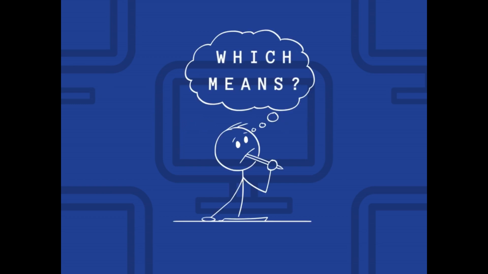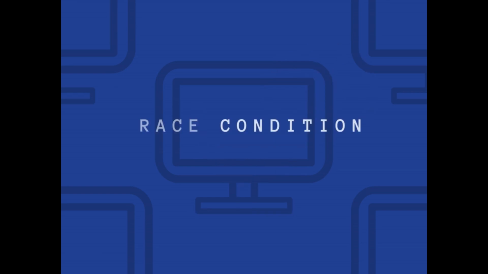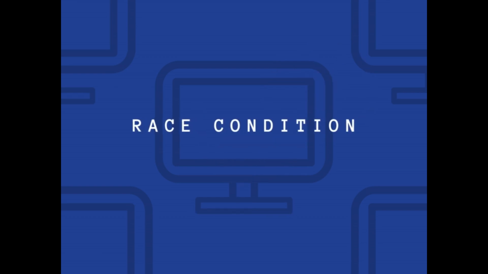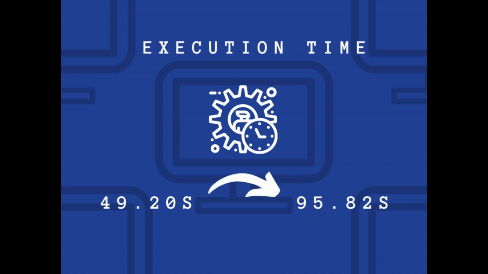Now, what does this mean? This means that we successfully achieved optimal utilization of the available resources. Also, to ensure accurate results even in parallel execution and avoid race conditions, we use techniques such as critical sections and atomic operations. However, solving the race condition added an overhead, causing the execution time to increase to 95.82 seconds. But even with this increase, the execution time is still way faster than our sequential code.